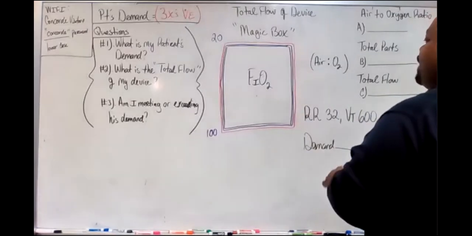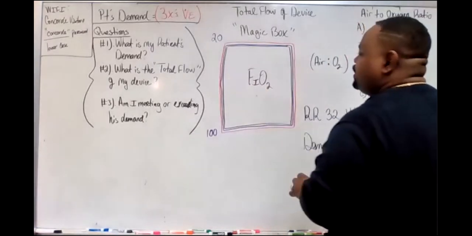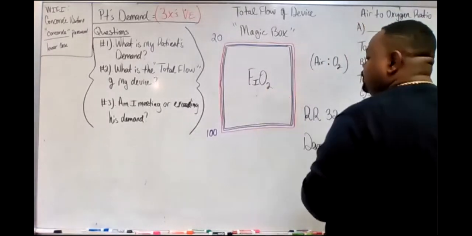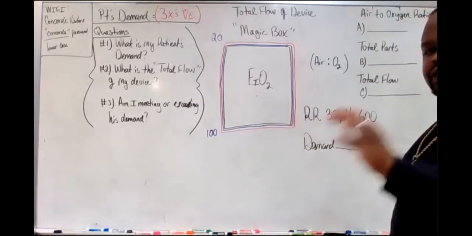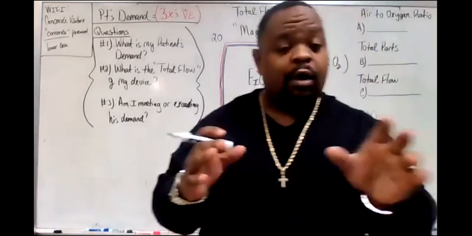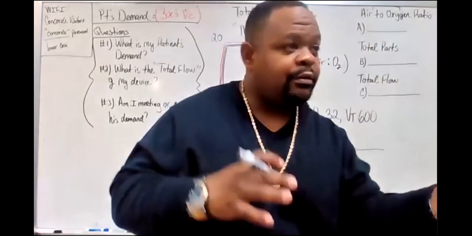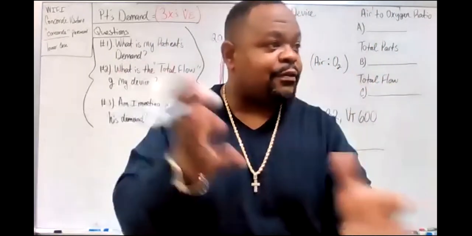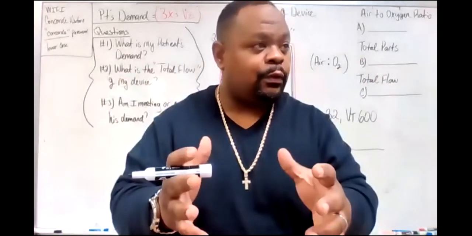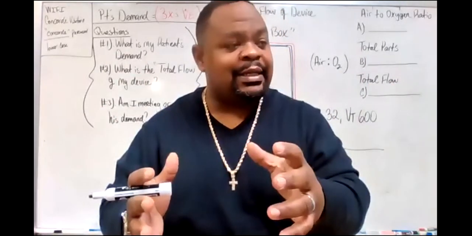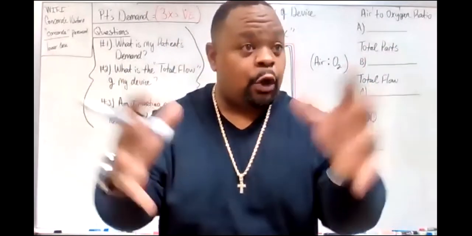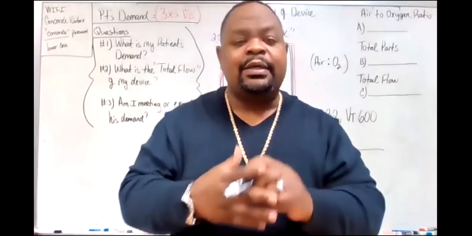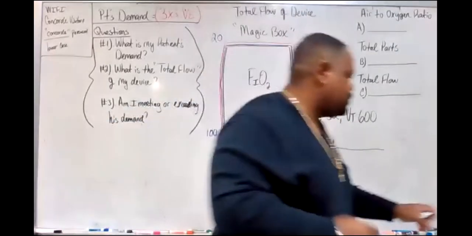In order to do the magic box, you have to put the FiO2 that the patient is on in the middle, right? And then you're going to find the air to oxygen ratio. Remember, we talk about the air and the oxygen mixing together to make a total flow. If I have some oxygen in and I add some outside air in, they mix together and they're going to give me one total flow, okay? This is how you find that.